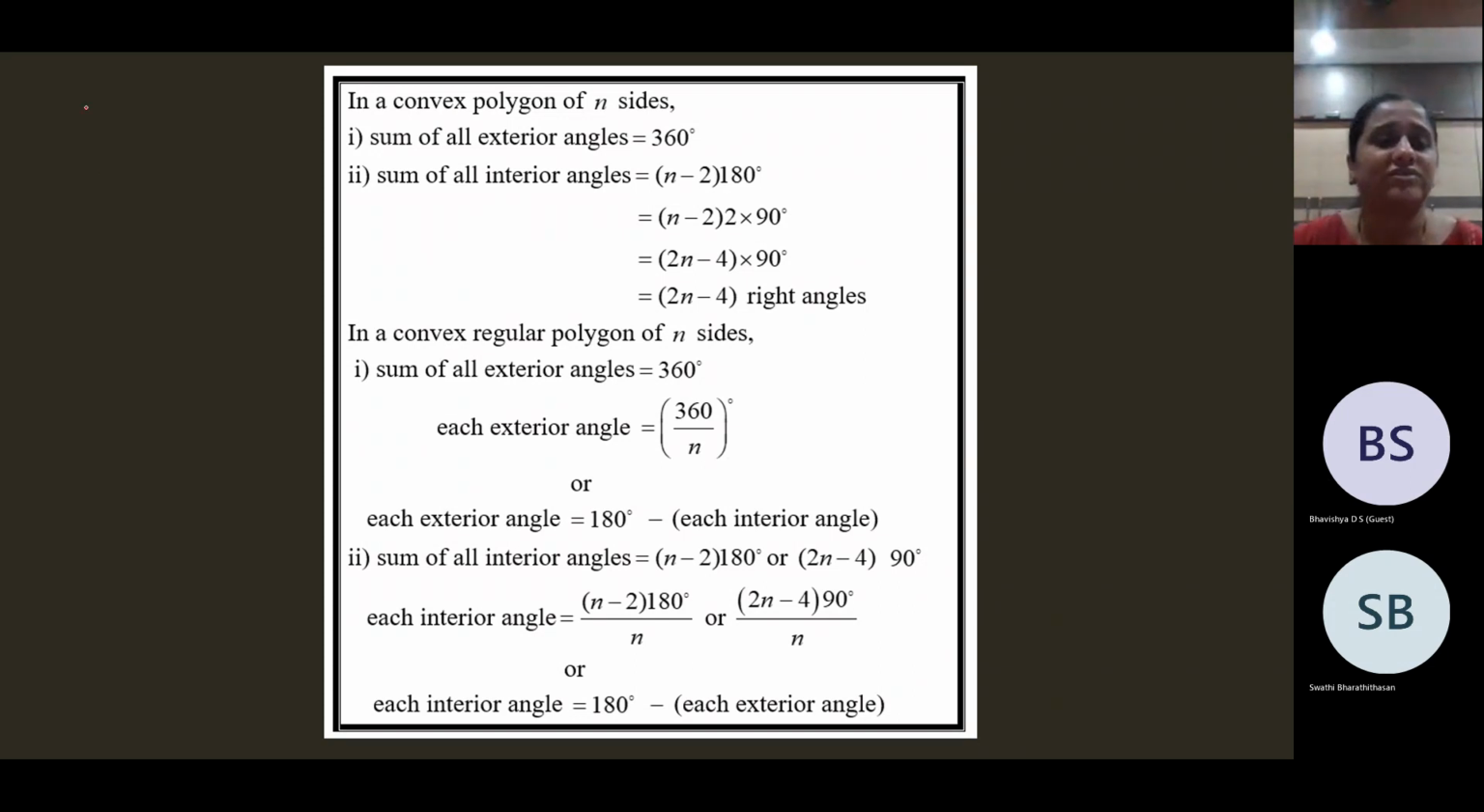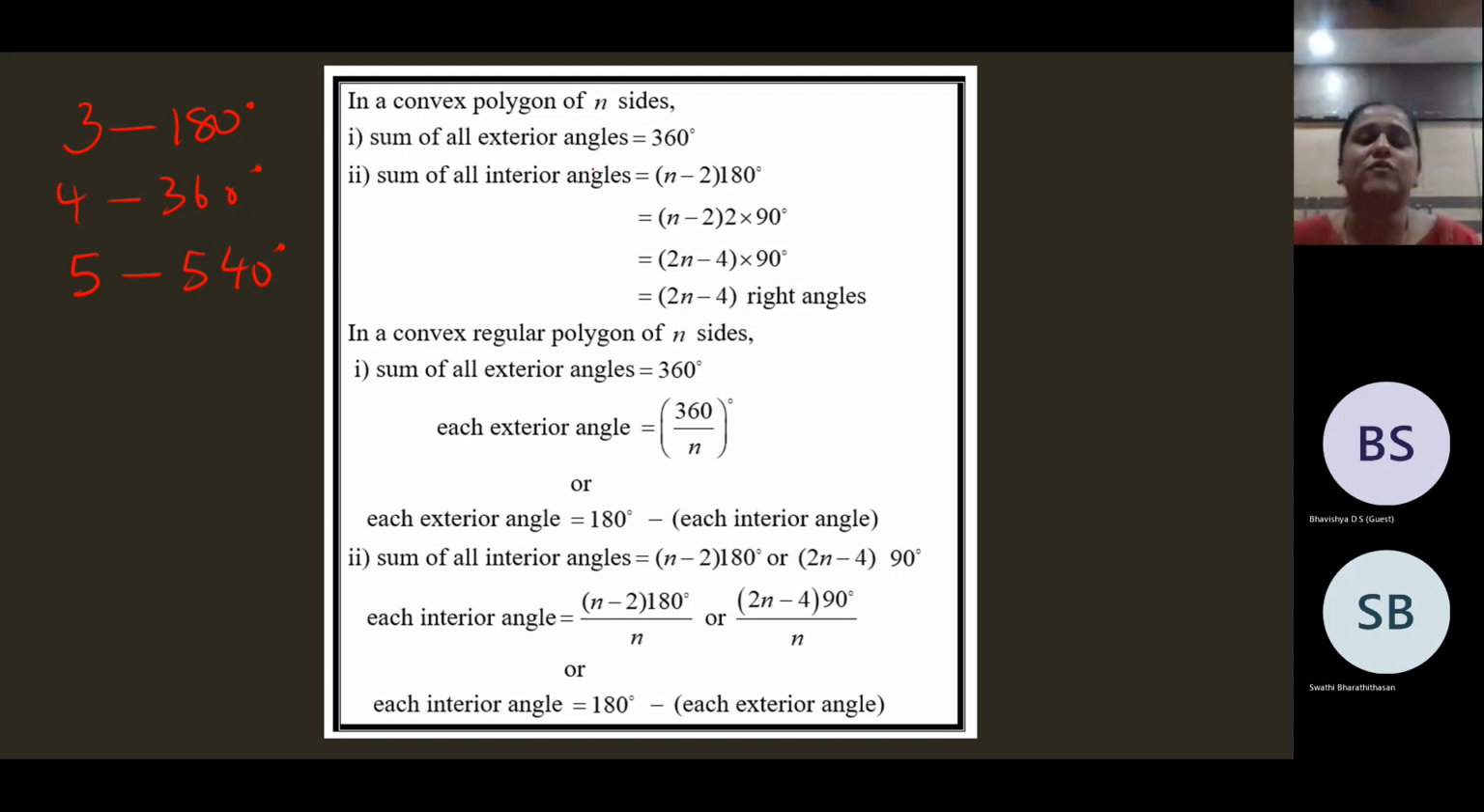Now, a triangle has 3 sides. The sum of all the angles is 180 degrees. 4 sides, 360 degrees. Quadrilateral, 4 sides. The sum of all the interior angles is 360 degrees. Pentagon, 5 sides. The sum of all the interior angles is 540 degrees. Like this, it will keep increasing. But the sum of all the exterior angles is always 360.